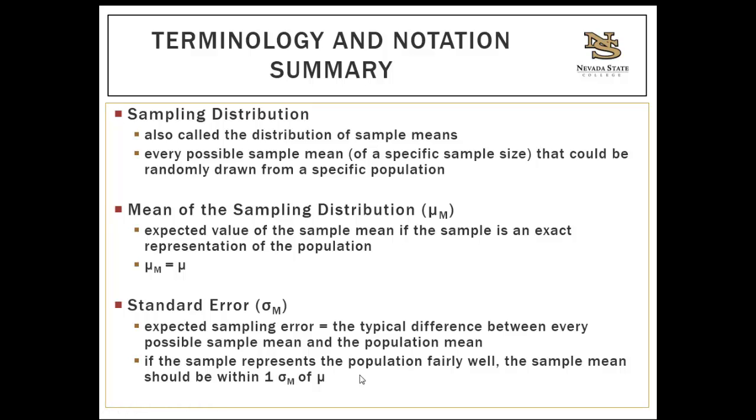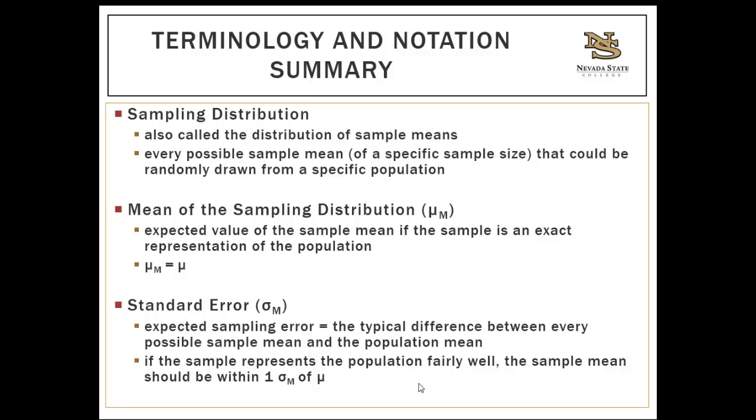Well, how different would we expect them to be? We would expect them to be within one standard error of the population mean. So the standard error tells you the expected sampling error, or the typical difference between every possible sample mean and the population mean. So if you have a fairly representative sample, then your sample mean will fall within one standard error of the population mean.